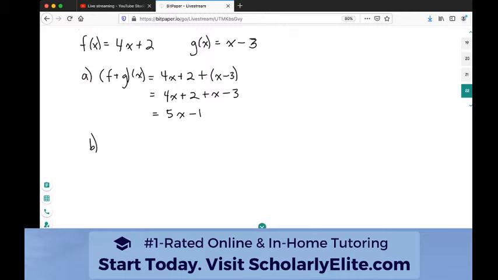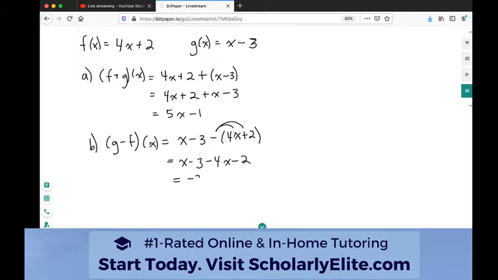Let's try b, and we'll say g minus f of x. So that means I have to put the g function first. And like I said, because of the polynomial rules, this is going to vary, right? So x minus 3, and then we'll put in brackets minus 4x plus 2. And then I have to multiply this in, so let's go ahead and do that. So we get x minus 3 minus 4x minus 2. And we get negative 3x minus 5.